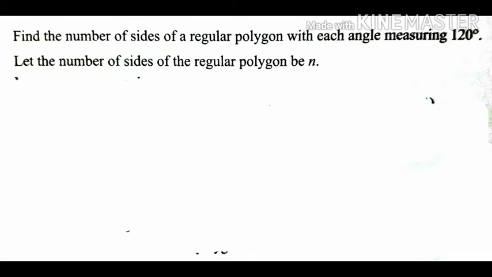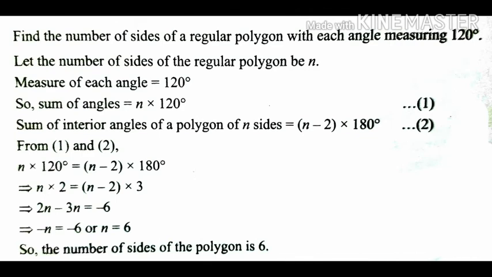Now find the number of sides of a regular polygon with each angle measuring 120 degrees. If you have a regular polygon and one angle is given as 120 degrees, how will we find the number of sides? First, we consider the number of sides of the regular polygon to be n. Then if the measurement of one angle is 120 degrees, the sum of angles will be n into 120 degrees. But according to the formula, this is (n minus 2) into 180 degrees. When you equate them, you find the value n is equal to 6. That is the number of sides of the polygon in which one angle is 120 degrees.